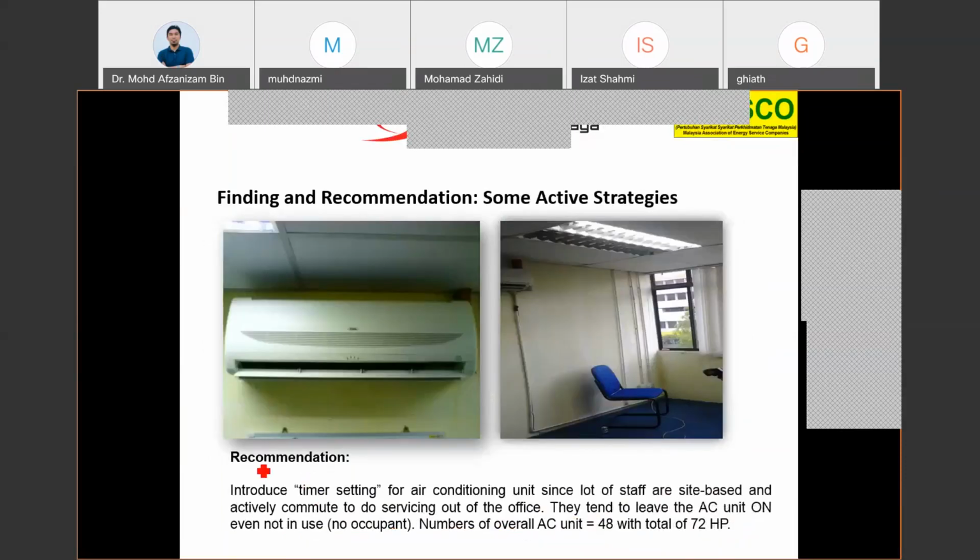And of course, another recommendation is an active strategy: introduce timer setting for air conditioning. Okay, timer setting means that it depends on the occupants in the room. More people, higher setting, or less people, maybe one or two people, go for the minimum setting. Because it will affect the total consumption when the room is not in use. So that's part of the strategy.